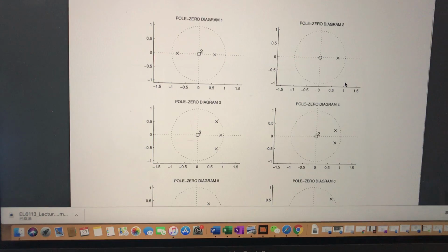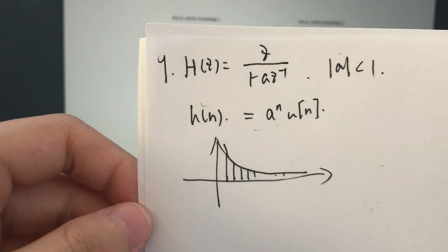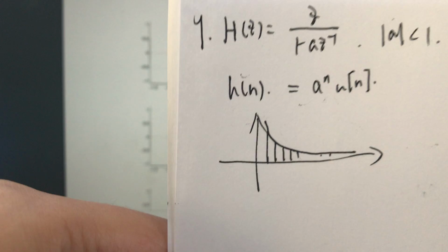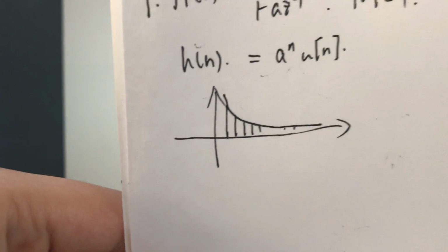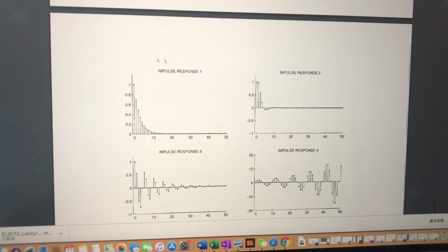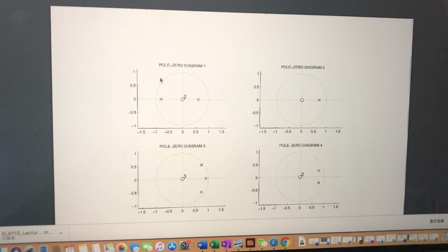So we could find the transfer function like this, with the absolute value of a smaller than 1, and by using the Z transform we could find the impulse response function. It's decreasing and converges to 0, so we could easily find the impulse response function, which is this one. Now let's look at diagram 1. In this diagram, we have two zeros.